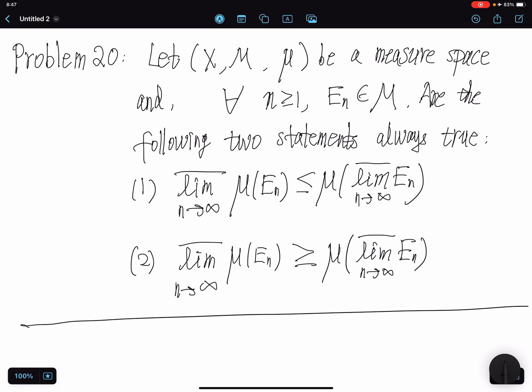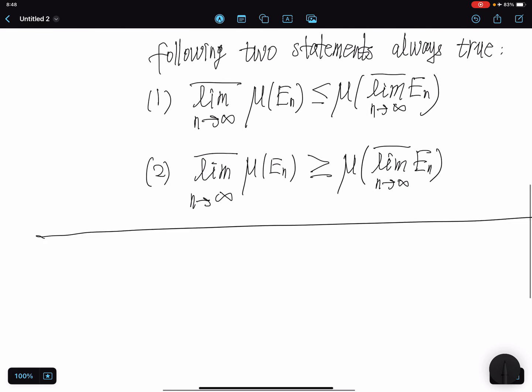And the second one is whether the upper limit of mu of E sub n is always greater than or equal to the measure of the upper limit of E sub n. So pause the video if you want to work on this problem by yourself. Okay, let's see.